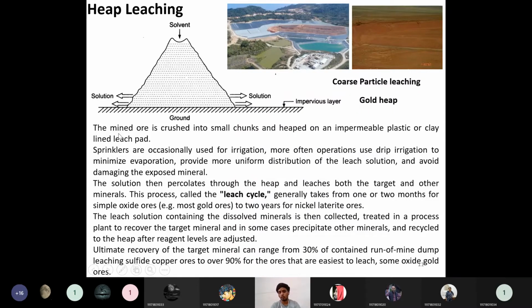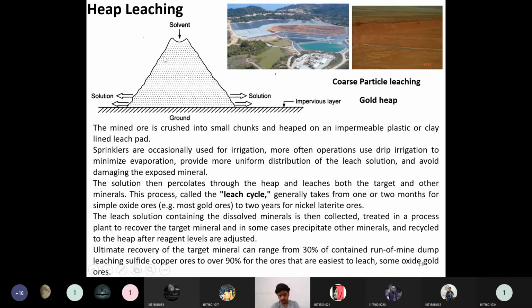So if you see, the mined ore is crushed into small chunks or coarse particles and heaped on an impermeable plastic or clay leach pad. So this is the impervious layer. The solution is sprinkled, or occasionally used for irrigation. More often, operations use drip irrigation to minimize evaporation, provide more uniform distribution of the leach solution, and avoid damage to the exposed mineral. The solution then percolates through the heap and leaches both the target and other minerals, a process called the leach cycle.